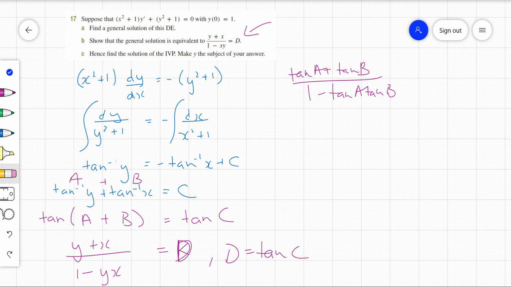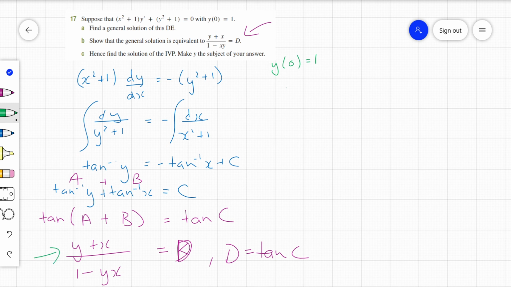Okay, so once we've got that, using our trig knowledge, we now want to use the initial value problem. So we've got y(0) equals 1. So when x is 0, y equals 1. So let's put that in here. So y equals 1 when x is 0. So that's going to be 0. So you can see d is just going to be 1. So if we put that back in, we're going to have that equaling 1.